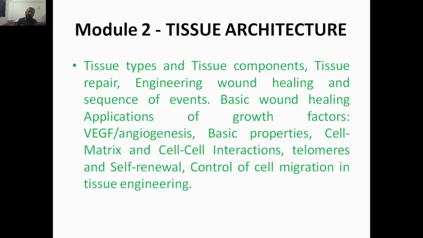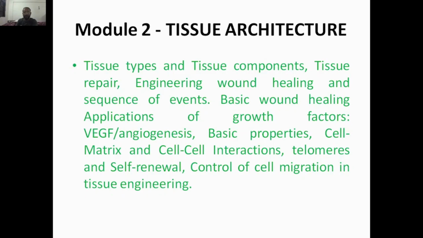The first topic will be tissue types and tissue components. Then we'll be discussing the various components of the tissue, like how we saw the components of the cells, like ECM and other stuff, and then the different tissue types. Next topic is tissue repair, how exactly tissue gets repaired, followed by engineering wound healing and the sequence of events, what things are involved in the wound healing process, the steps involved in basic wound healing, and how exactly basic wound healing takes place.